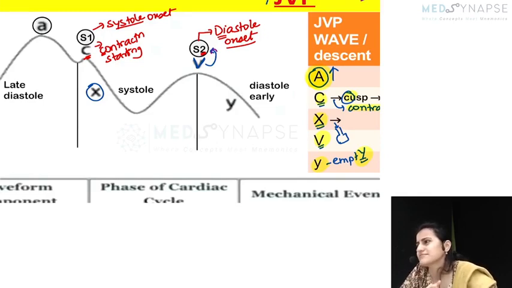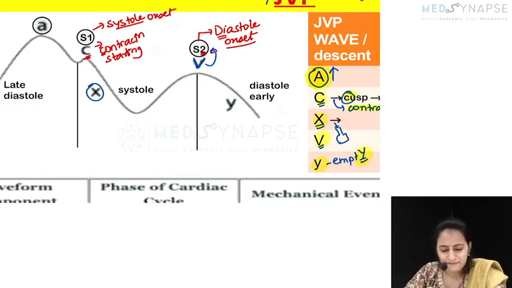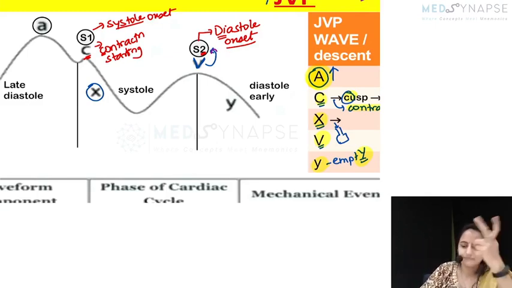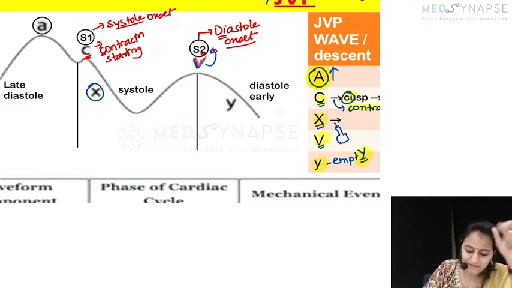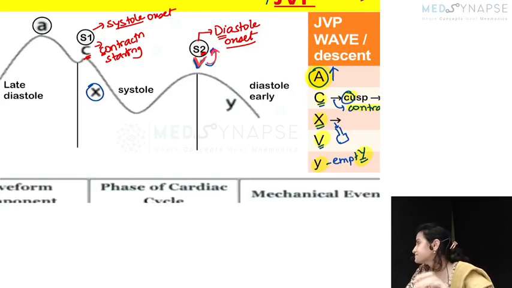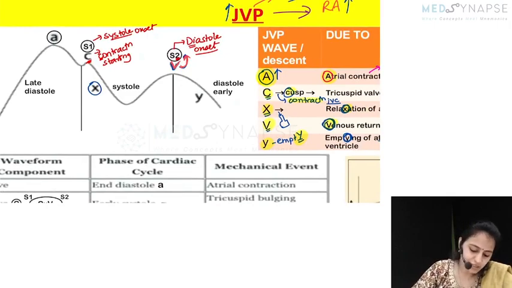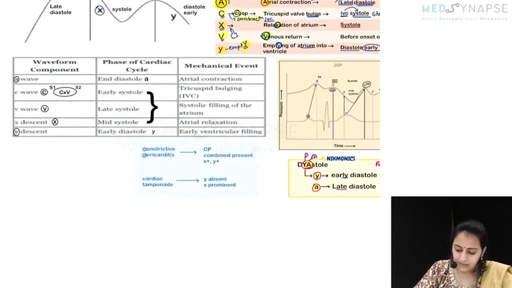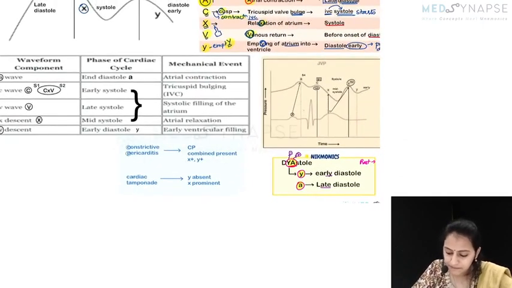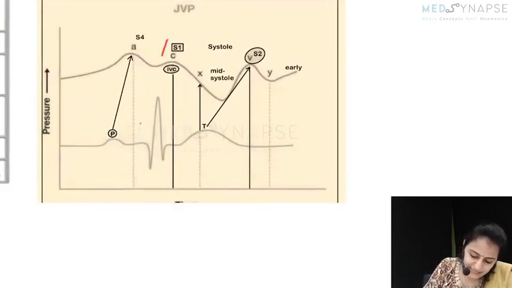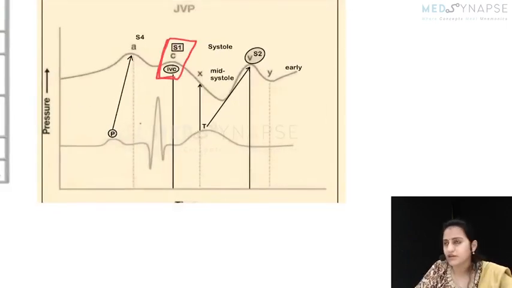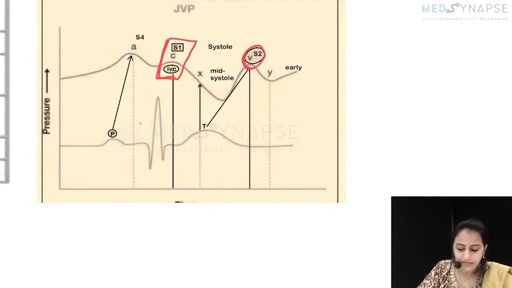I told you that we'll see it somewhere else as well. So remember that V basically is 2. It is S2, that is diastole. C is contraction, it is systole, that is S1. So that is about the physiology part of JVP. It is given here similarly. C is S1 and isovolumetric contraction. V and S2 go together. That means this is where the diastole is starting.